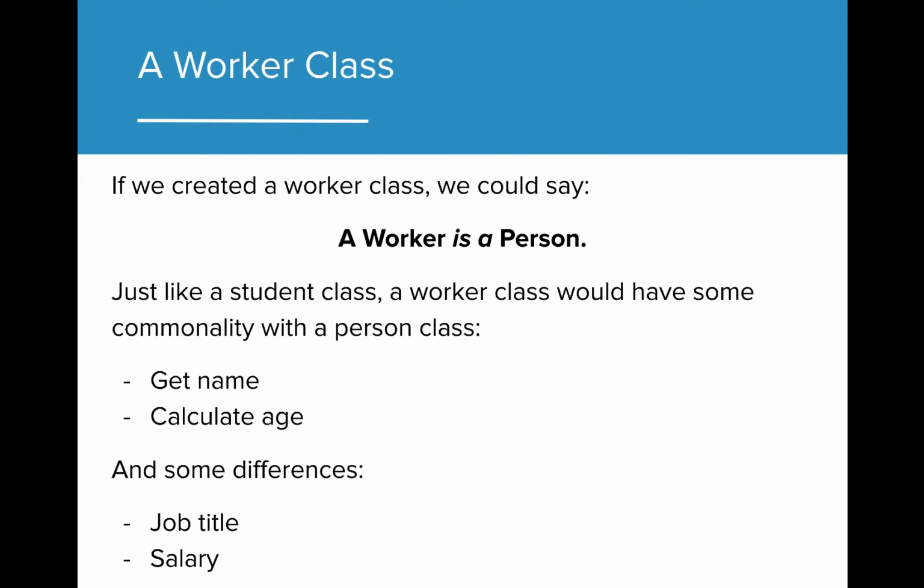As another example, let's think about a worker class. We can say that a worker is a person, and they have a name and birthday just like a student or any other person. A worker also will have a job title and a salary, but that is specific to the worker class. Not every person is a worker, so not every person would have a job title or salary.